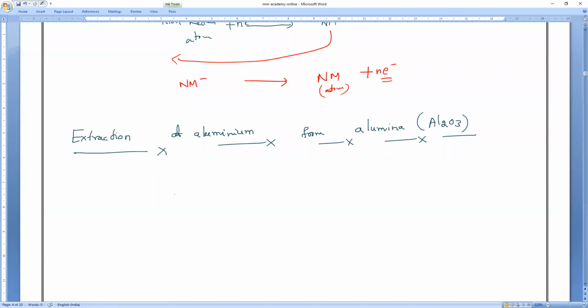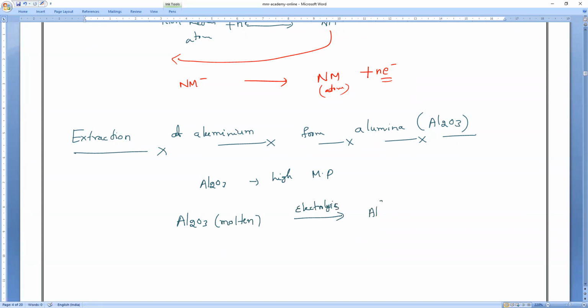So directly I can take alumina. Alumina actually has a high melting point. So of course, alumina has an extremely high melting point. Note that also. High MP, melting point. So first of all, I will melt it. So molten aluminum oxide. Tell me what will happen? Electrolysis process, everybody.